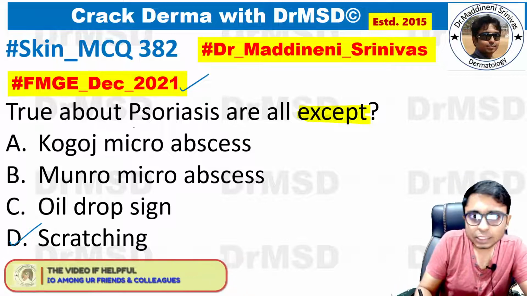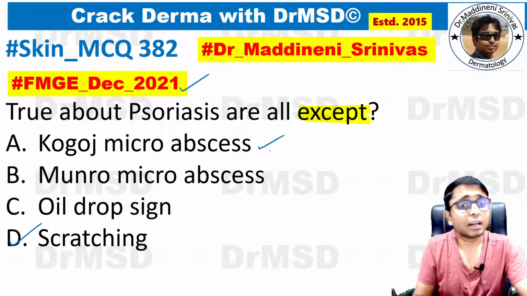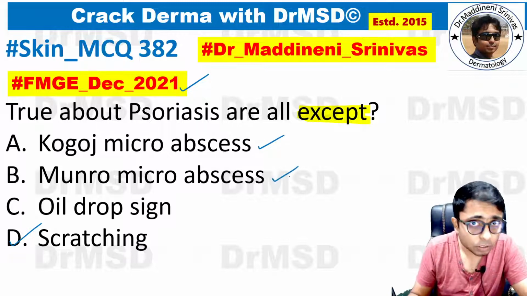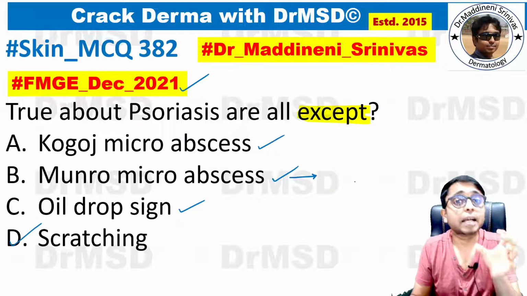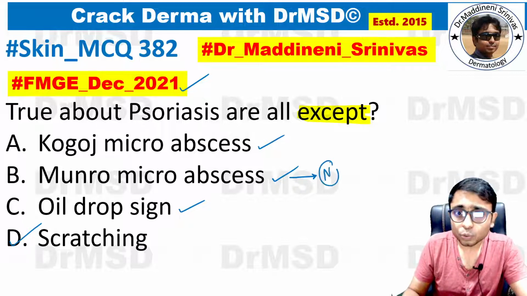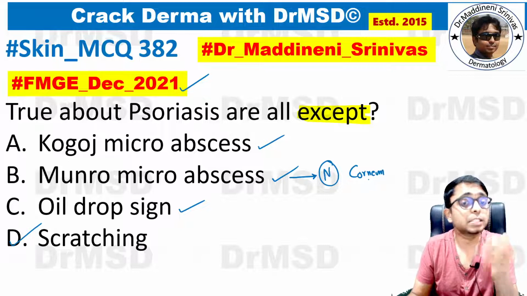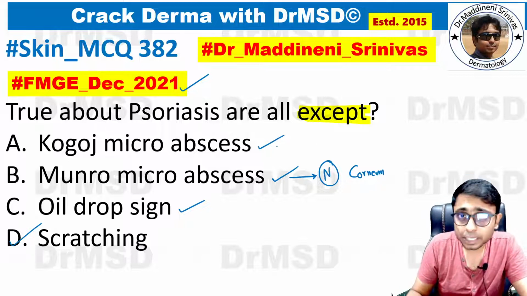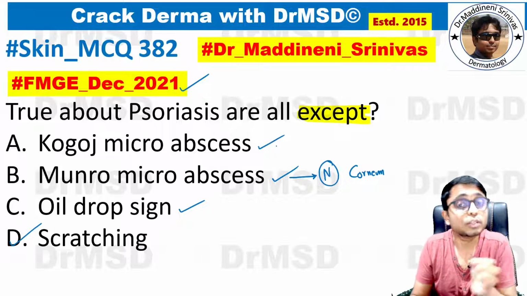So you can see in psoriasis, option A, that is Kogoj microabscess, will be seen, and also Munro's microabscess can be seen, and also oil drop sign is seen. Basically, what are these? Munro's microabscesses are aggregations of neutrophils seen in the stratum corneum. So if there is a neutrophilic collection in the stratum corneum in psoriasis patients, in the histopathology we call it Munro's microabscess. Whereas option A, Kogoj microabscess, is basically called spongiform pustules of Kogoj.